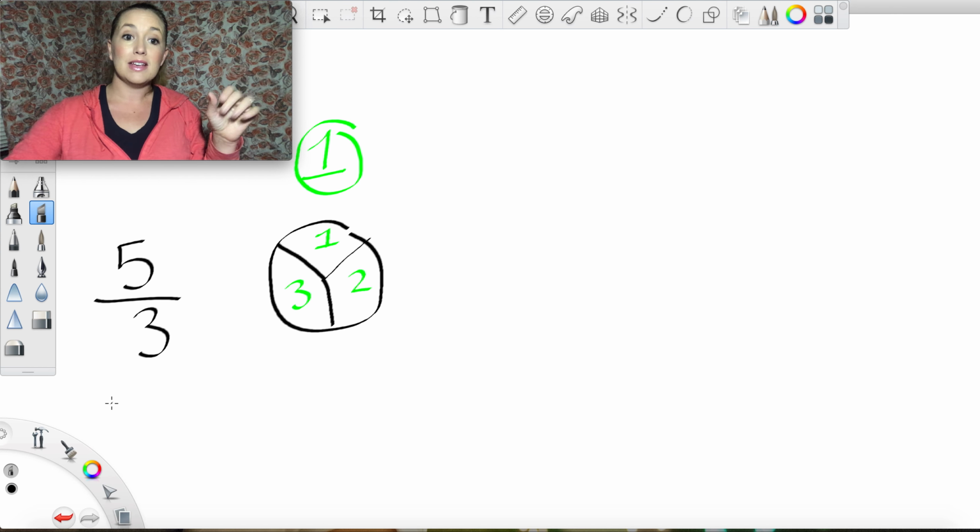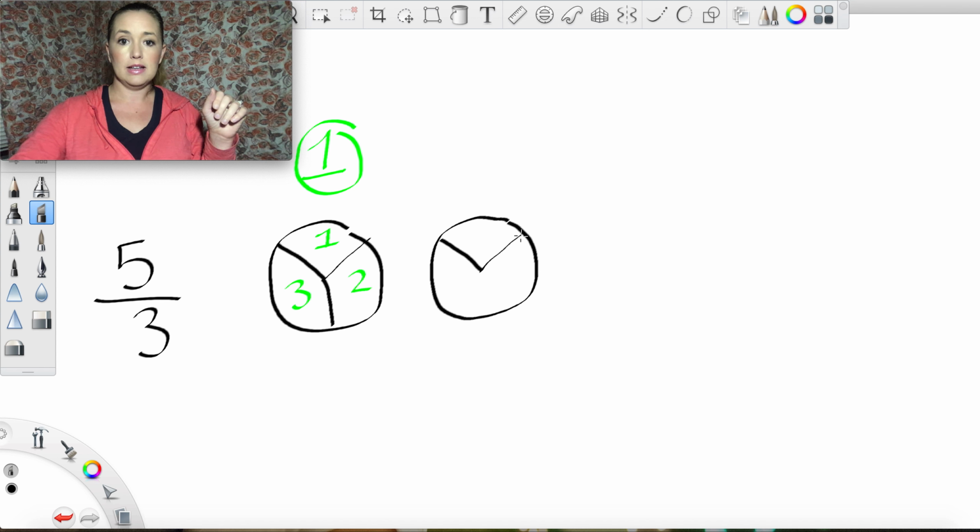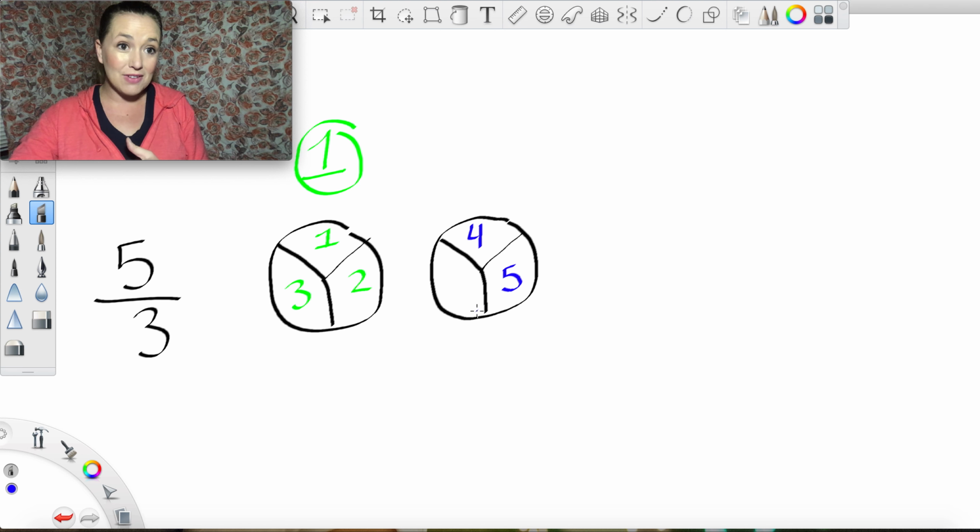So that means I would need to draw another fractional circle and divide it into thirds. Well, okay, so I left off at 3. 4, 5. So when I have that, I could show 5/3 like this. And I could say, I don't have 2 because I'm still missing this piece right here, but I have 5/3. Or I could show it like this.